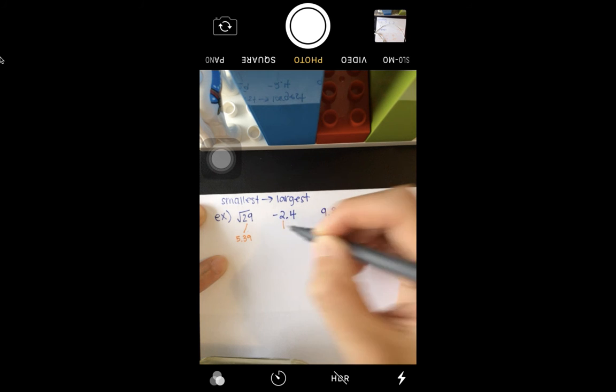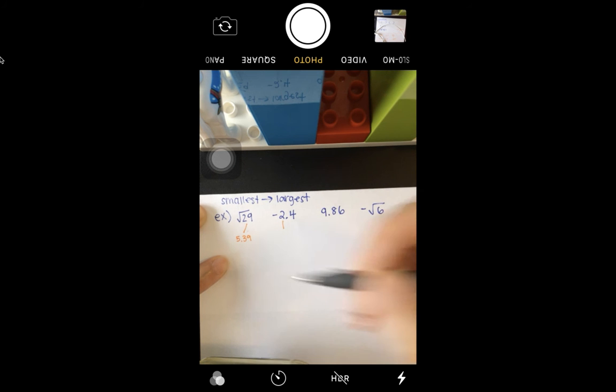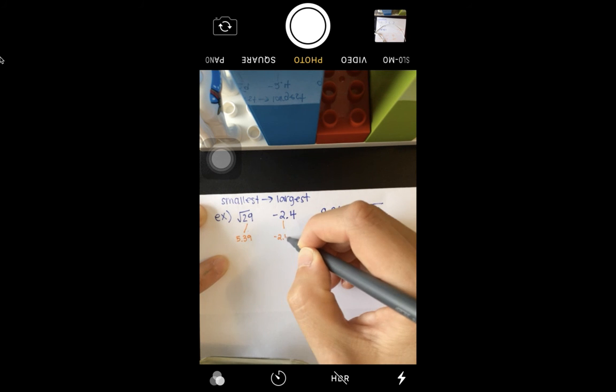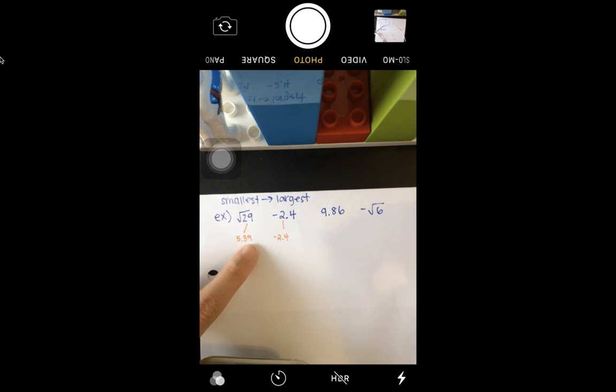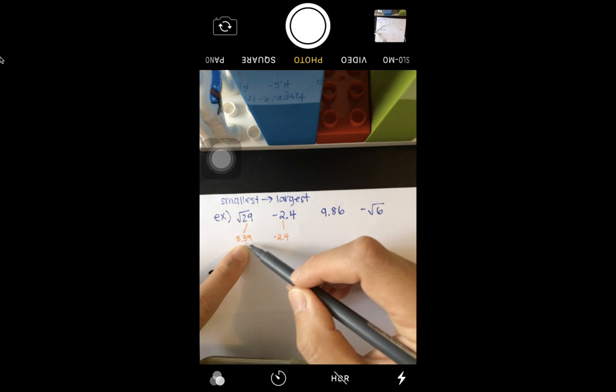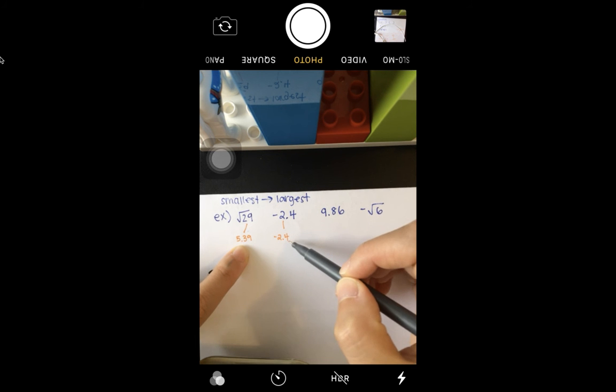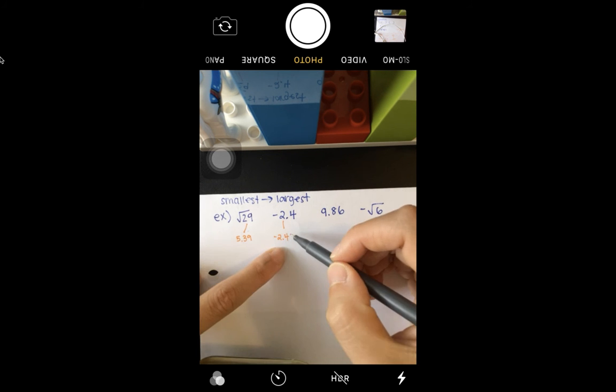Okay, negative 2.4. Oh, that's already a decimal. So let me just recopy it, negative 2.4. Wait, but this one has 2 numbers after the decimal. This one only has 1, and that kind of confuses us. So if I had to write one more number at the end, can someone unmute and just scream it out? What number can I always put at the end?